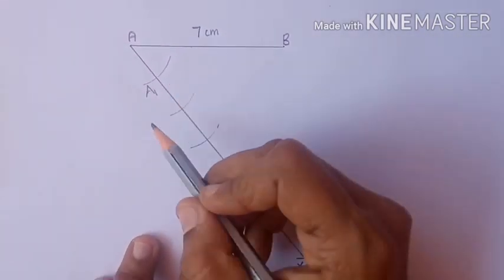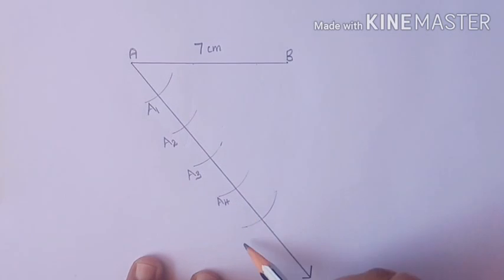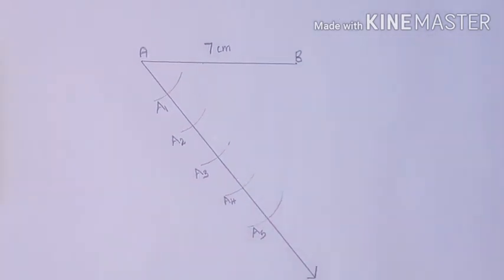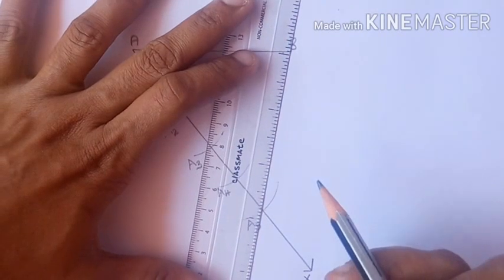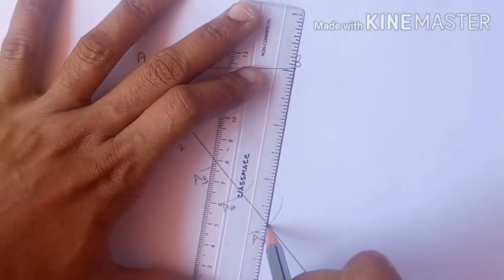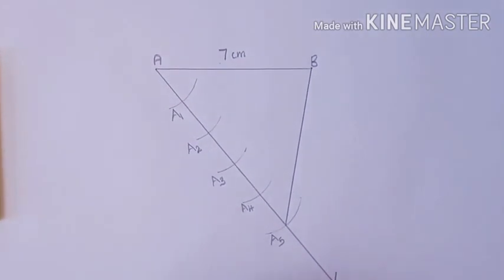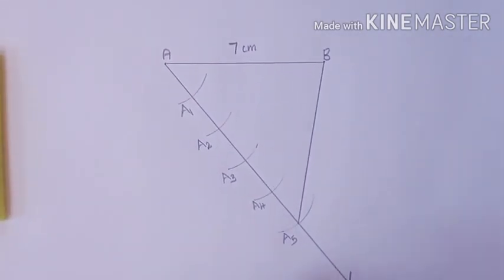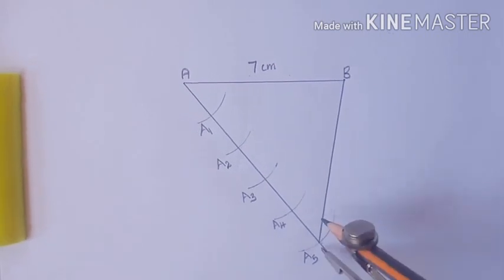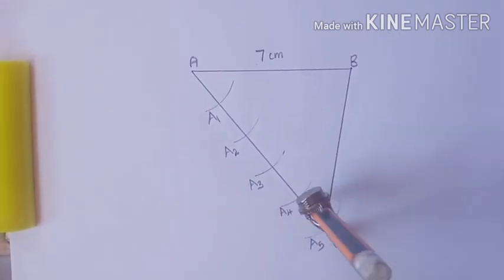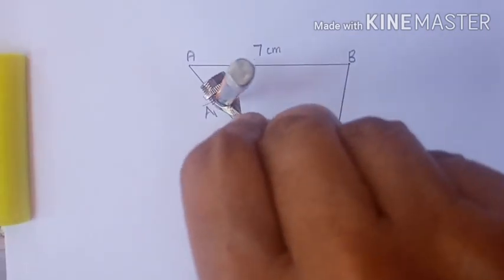And label it as A1, A2, A3, A4 and A5. Join the last portion, that is A5 and B. Using your compass, taking any radius, draw an arc with A5 as center. Using the same radius, A2 as center, draw an arc.